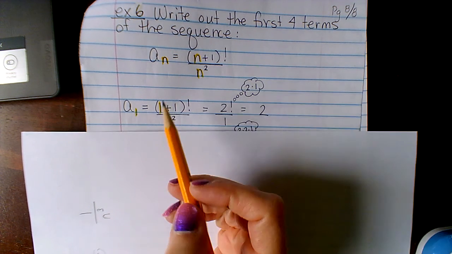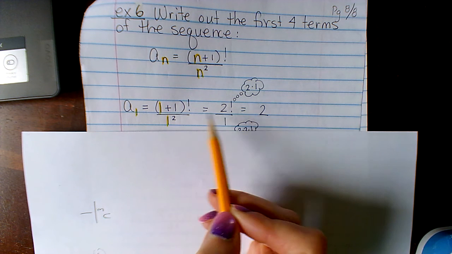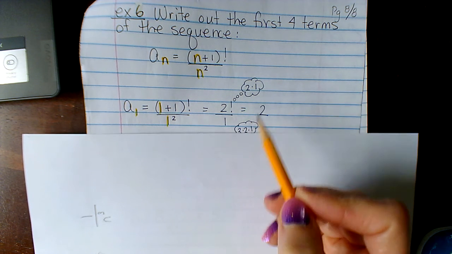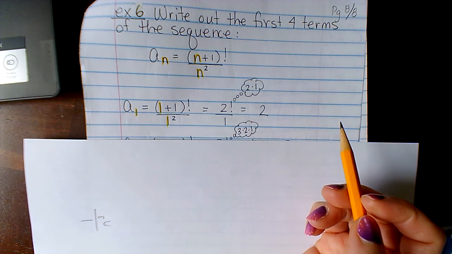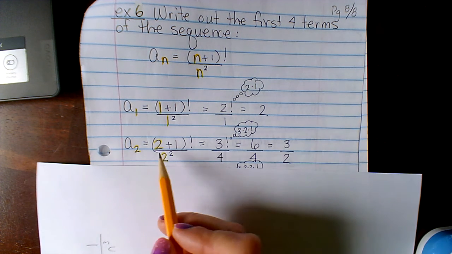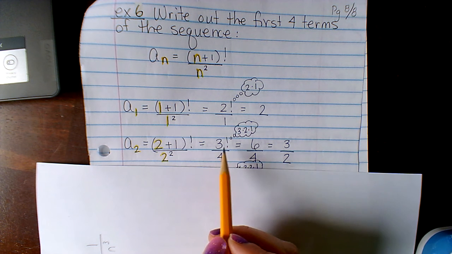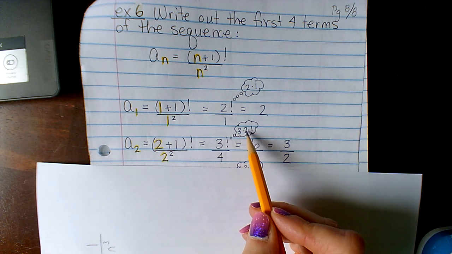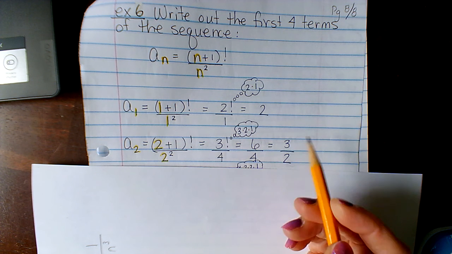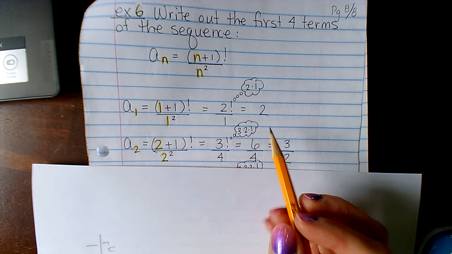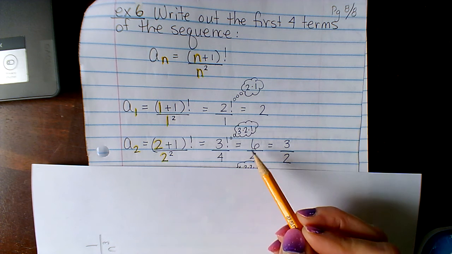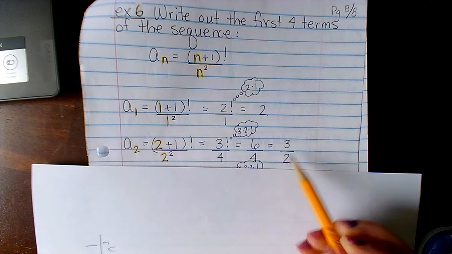Okay, so a sub 1. You can see where I'm plugging in 1 here. I get 1 plus 1, which is 2 factorial. 2 factorial is just 2 times 1. So I have 2 times 1 divided by 1, which is just 2. All right, next up, plugging in 2 for n. So I get 2 plus 1 factorial over 2 squared. That's 3 factorial, which is 3 times 2 times 1. Now, if you want to use the calculator for that, that's fine. Just for some of these smaller factorials, I'd just as soon do them in my head. So I got 3 times 2 times 1, which is just 6, and that's over 2 squared, which is 4. 6 over 4 is 3 halves.